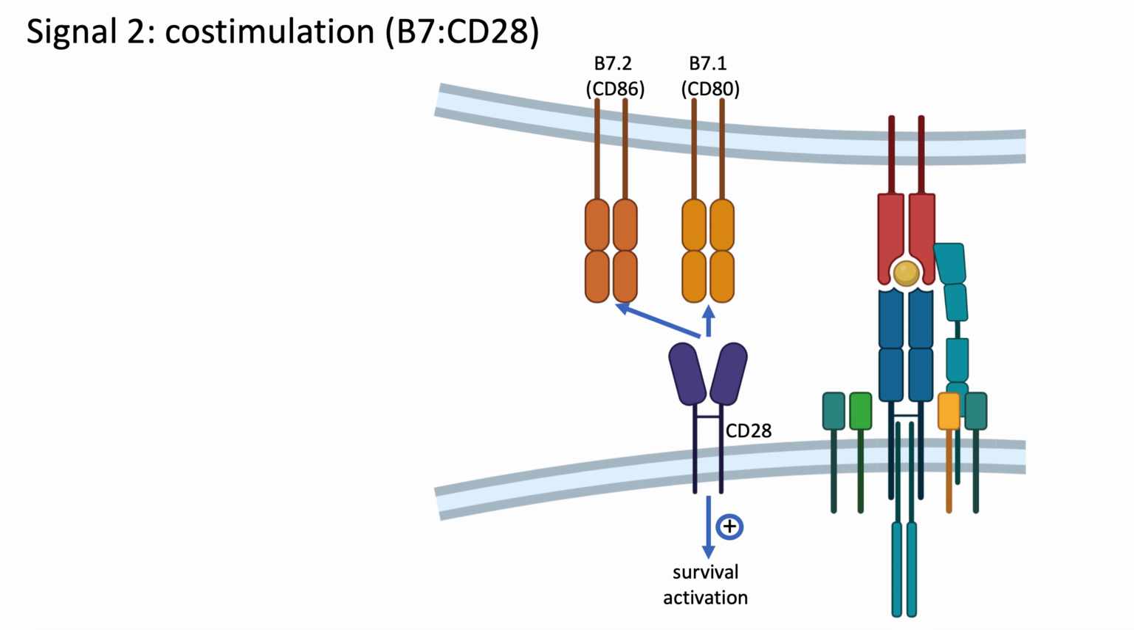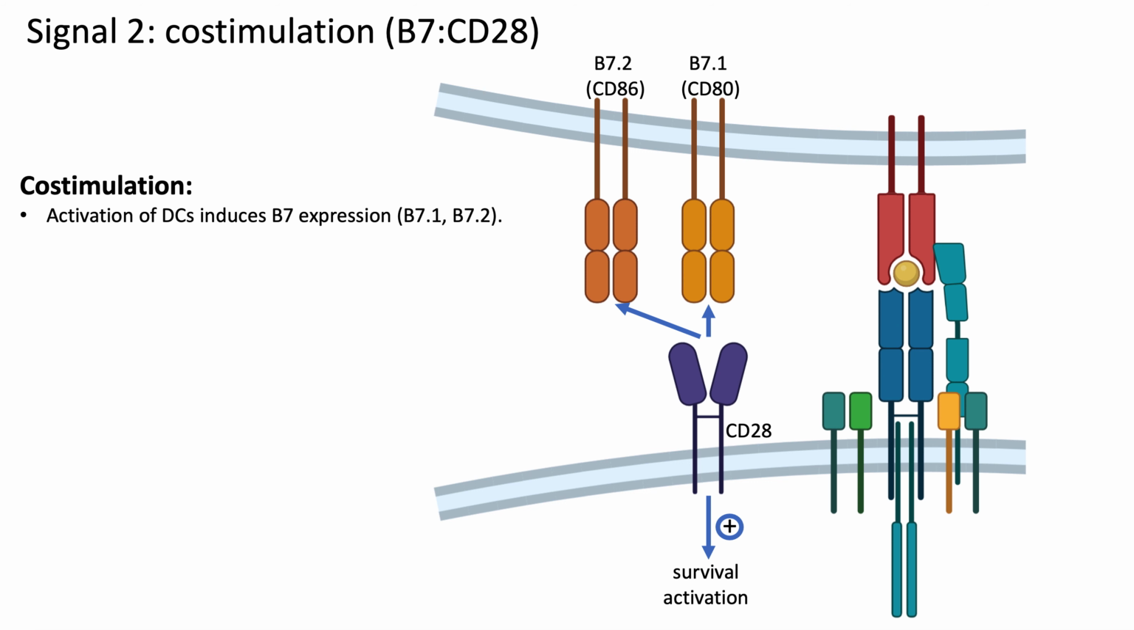Signal 2 is mediated by co-stimulatory molecules. And while there are a number of co-stimulatory pathways, we're going to focus on the B7 co-stimulatory molecule. There are actually two versions of B7, B7-1 and B7-2. And B7-1 and B7-2 bind to a molecule on all T cells, I should say, called CD28. And CD28 in turn sends a survival and activation signal to the cell.